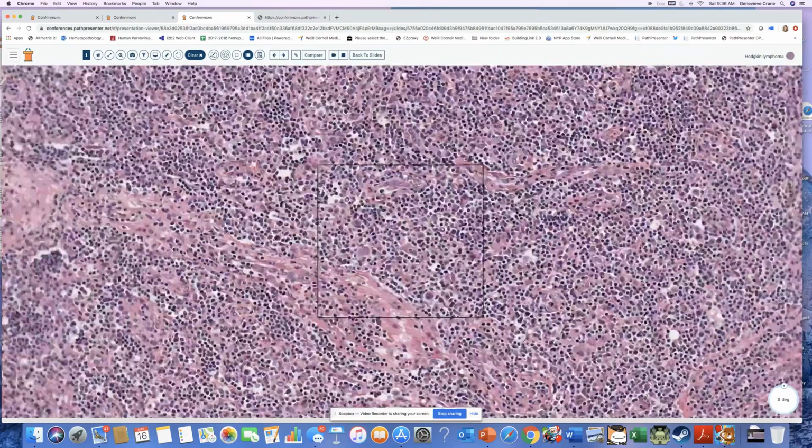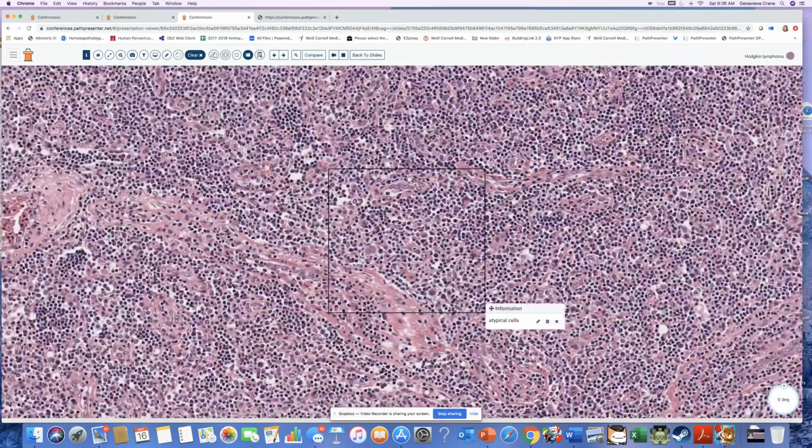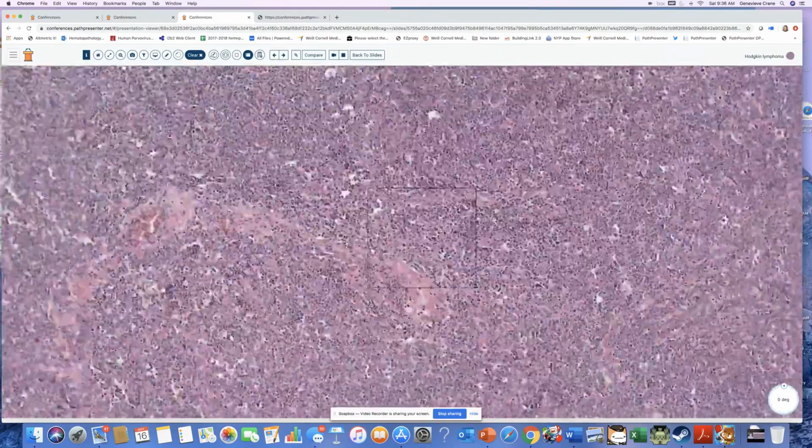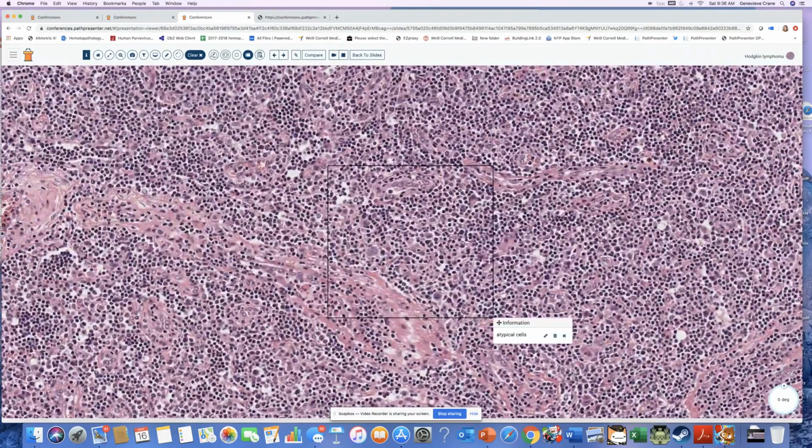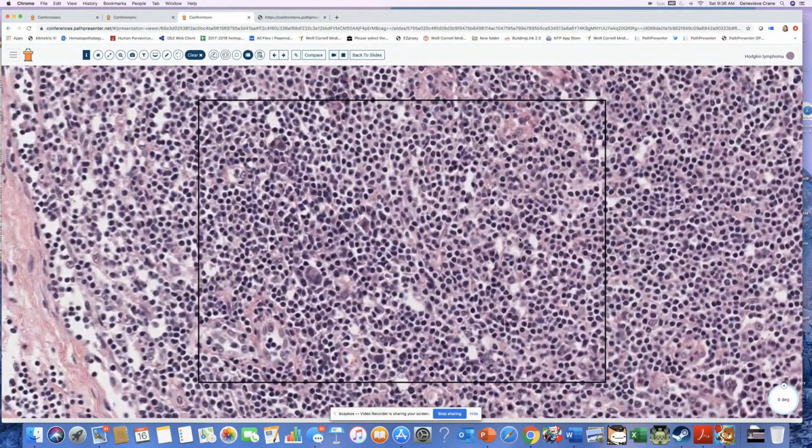And here's a few more of them here. Again, attempting to get a little bit closer, but we can't quite. Some of these atypical cells with a little bit more abundant cytoplasm and multinucleate and with prominent nucleoli. And again, a few more here.